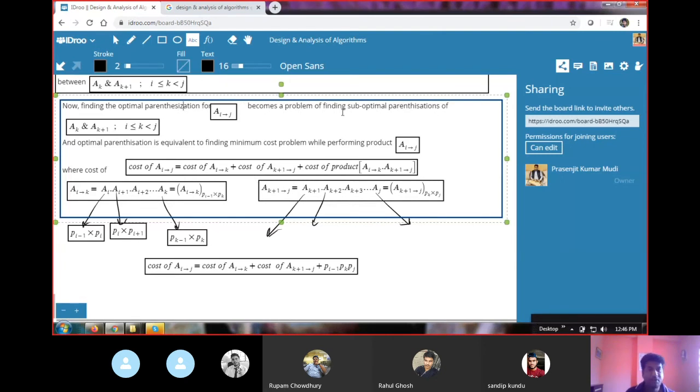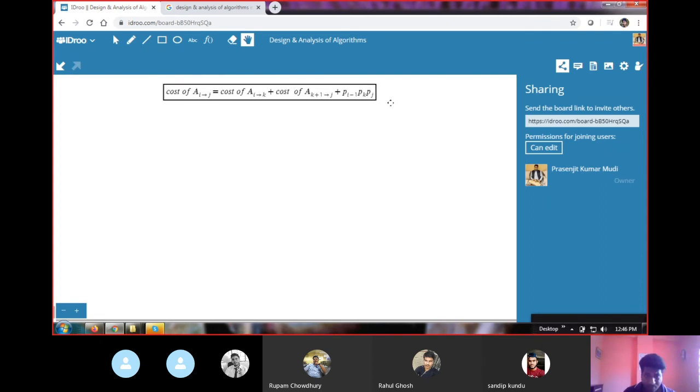Then we modeled it: the optimal parenthesization problem is nothing but a problem of finding suboptimal parenthesizations, and optimal parenthesization means finding the minimum cost. Then we have modeled the cost. The cost of parenthesizing Ai..j is equal to the cost of Ai..k plus the cost of A(k+1)..j plus p(i-1) pk pj. Up to this we have done. Today we shall continue.